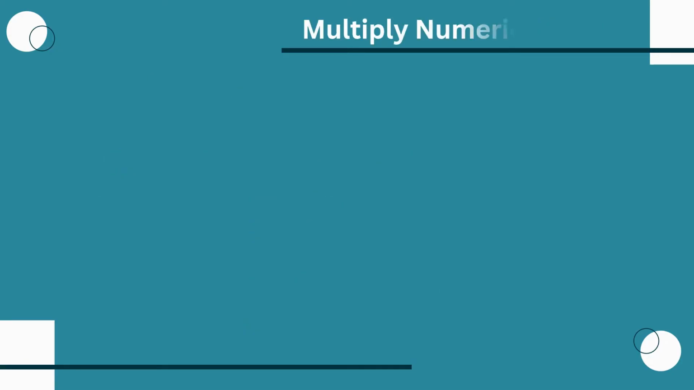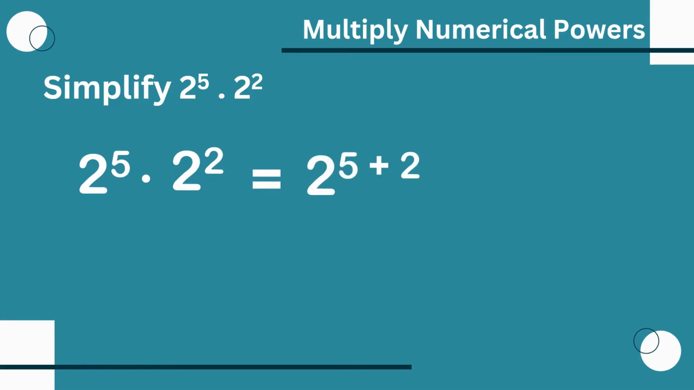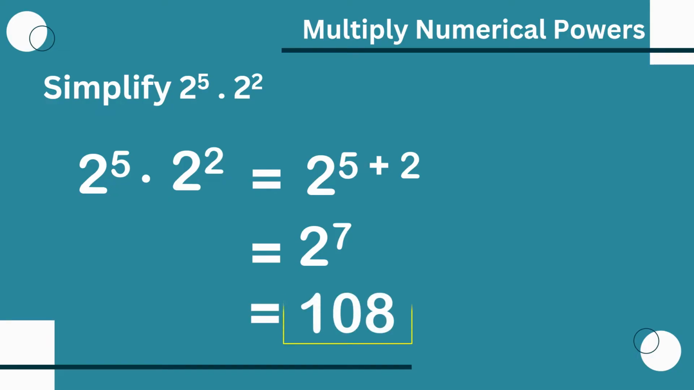Another example. Simplify 2 to the 5th times 2 to the squared. As we can see, the bases are the same, so we're going to add the exponents. 5 plus 2 is equal to 7. We're going to copy the base, which is 2. So this is 2 to the 7th. And using the numerical products, 2 to the 7th is equal to 108. Alright, we already know how to multiply numerical powers.